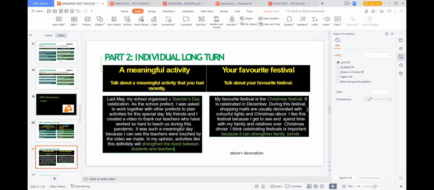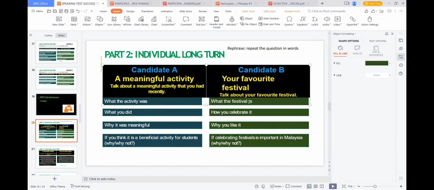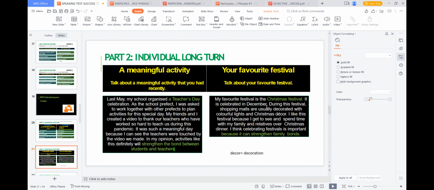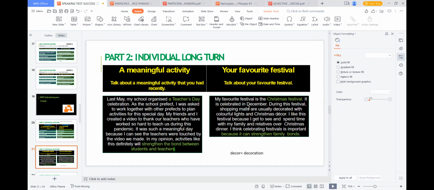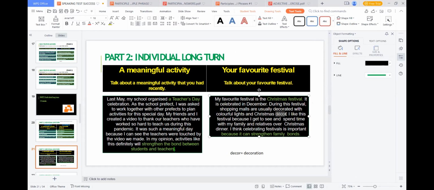So how you celebrate it? During the festival, shopping malls are usually decorated with colorful lights and Christmas decor. I like this festival because I get to see and spend time with my family and relatives over Christmas dinner. Yes, okay, so I think the person elaborated a lot on what the festival is. I think he has already stretched all the way to the Christmas decor here. Okay, during this festival, shopping malls are usually decorated with colorful lights and Christmas decor. You know what's the meaning of decor?